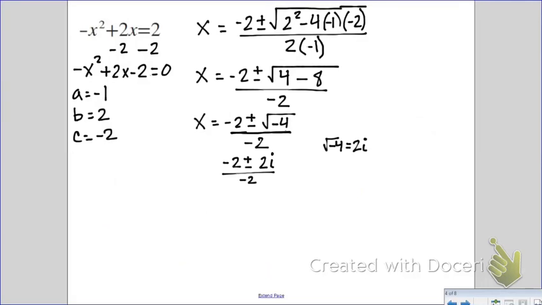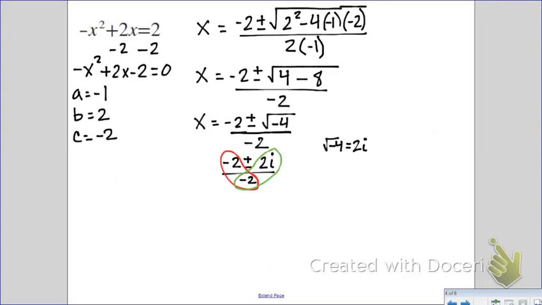Please be mindful at this point that when you do divide by the number on the bottom, you are going to divide it into the first term, but you are also dividing it into the second term. Make sure you do both of these.